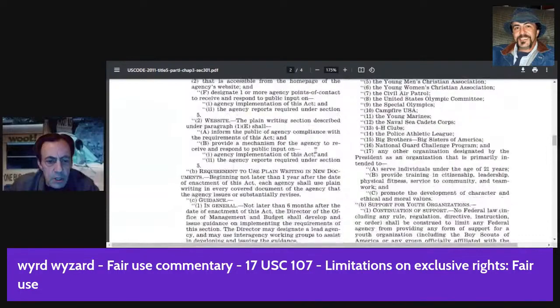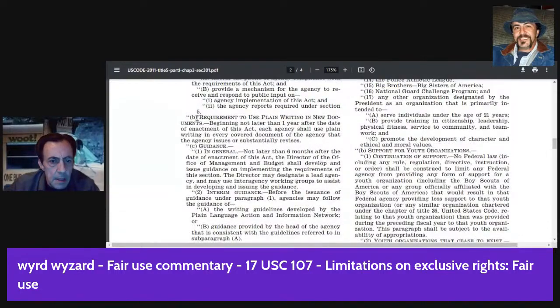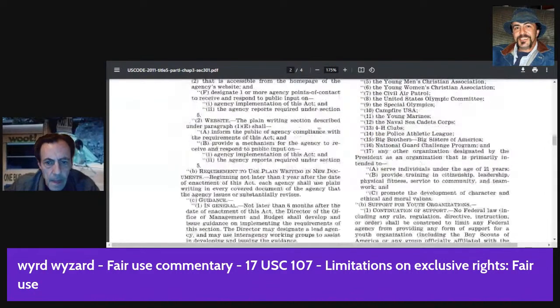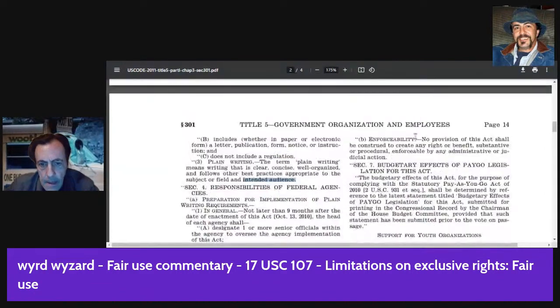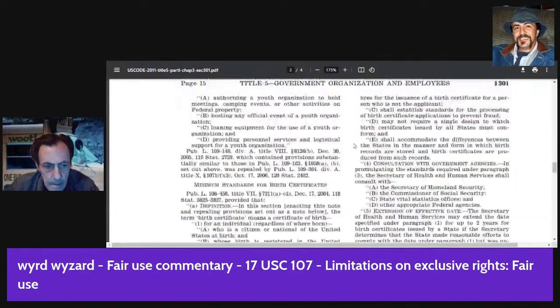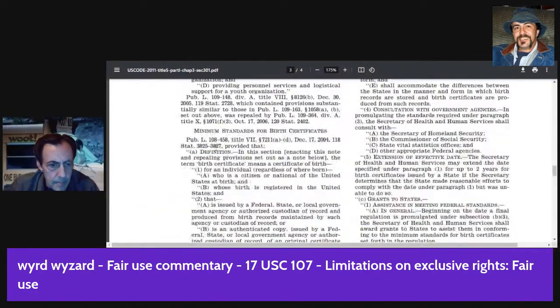The next one we're going to talk about, minimum standards for birth certificates. Definition. Again, I remind you, folks, this is applicable to the Department of Defense.